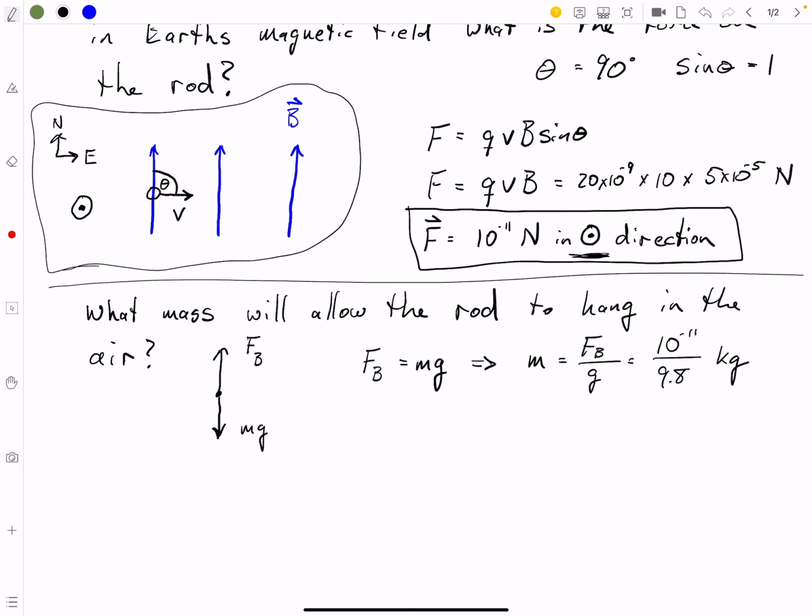It can't be that much, right? We all know it has to be pretty light. And if you were to plug the numbers in, you should get about 1.02. I said 2 and wrote 8, because I was thinking 100 minus 98. It's a 1.02 times 10 to the minus 12. And that's kilograms.